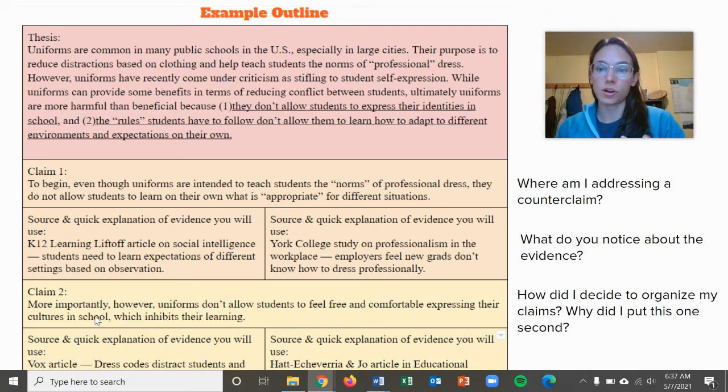I'm leaving my reader with this sort of bigger idea that I really want them to take away from this essay. So it's up to you how you organize your claims. This is one example of a way to do it. Start by addressing a counterclaim and then build into your bigger, more important reason. You don't have to do it that way. That is just how I chose to do it in this example. It is one way to do it.